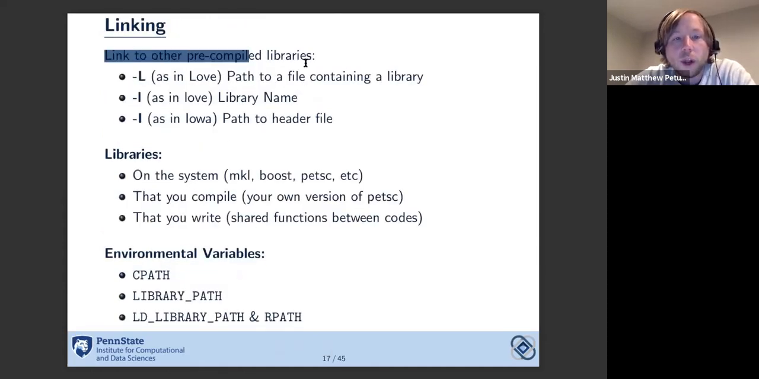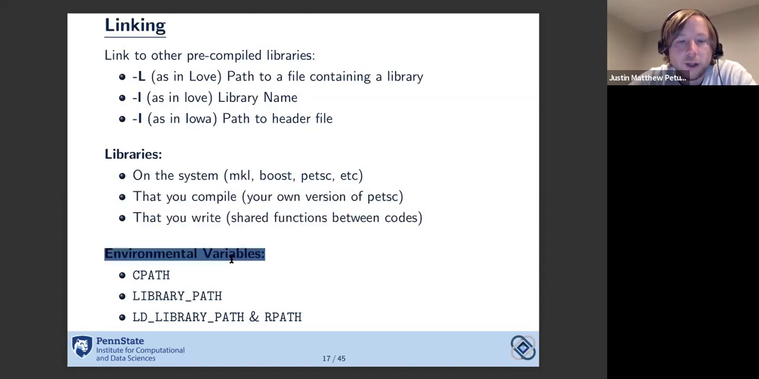So linking: we saw in that example in the previous slide, dash lowercase l is how you can link a library. Another way is dash capital L, and you give the directory path to where the library is located. Dash capital I, you can specify the path to a header file. On our system, we have many different libraries that you can link to. So MKL, Boost, PETSc, they're all part of our software stack. You can link different libraries that you write yourself, or things that you compile yourself.